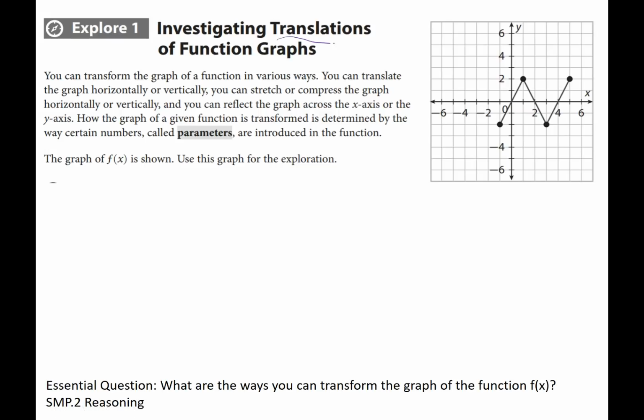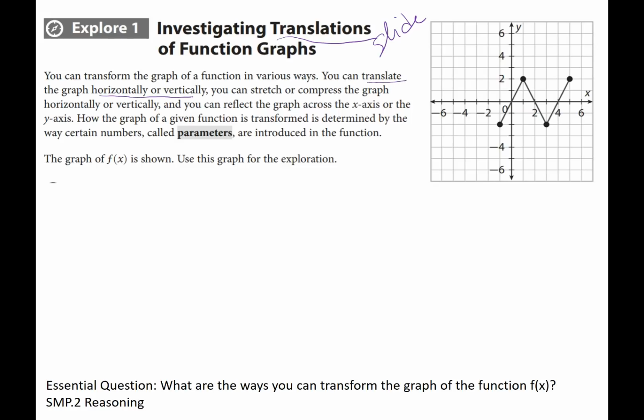So translations is basically a fancy word for when you're going to slide your graph. So we're sliding our graph, okay? You can transform a graph of a function in many ways. You can translate a graph horizontally or vertically. That might not be bad to underline.